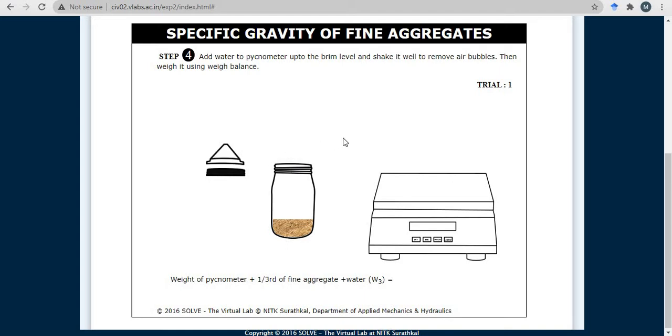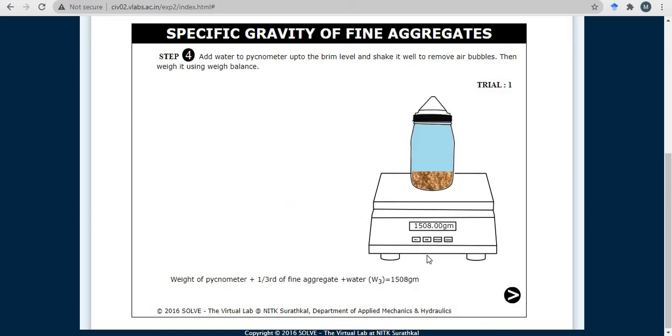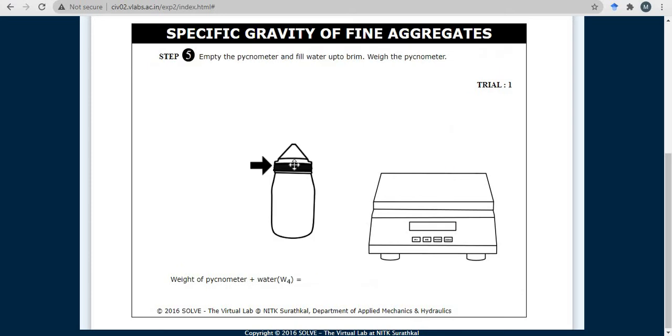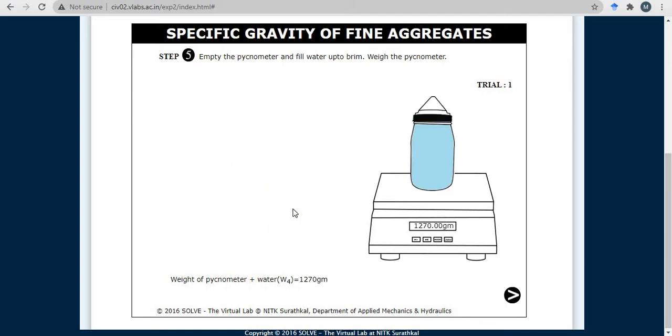Next, remove the cover and then you need to fill it with water. Okay, seal it back and then get the weight. Now remove the cover and fill it with only water. Okay, cover back and then get the weight. So this is actually quite easy. Just click here and then click next.